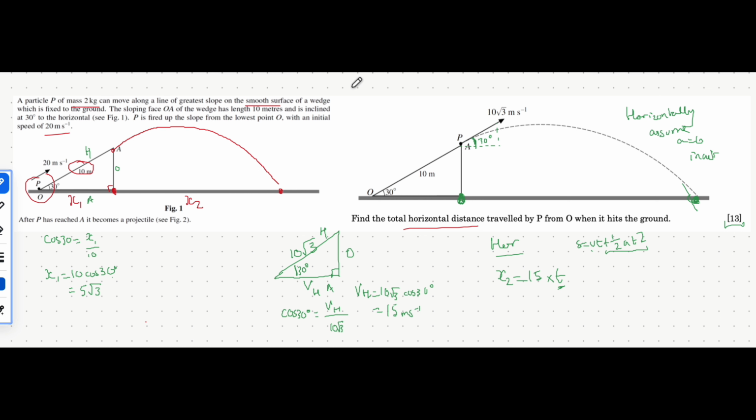Okay, looking at the vertical direction now. Displacement is how far you've traveled from where you started to where you finished. If we start at point P and end here, the displacement that we've traveled is this distance here. But also bear in mind that because we're taking upwards as a positive distance, we have to take downwards motion as a negative displacement. So let's first find this distance here.